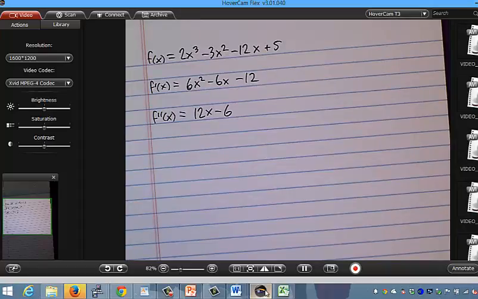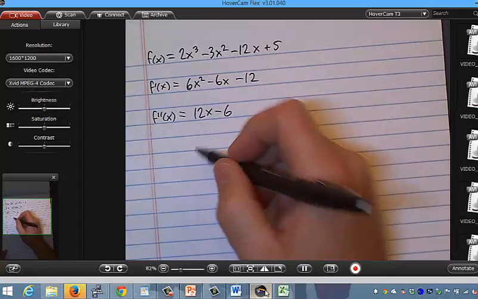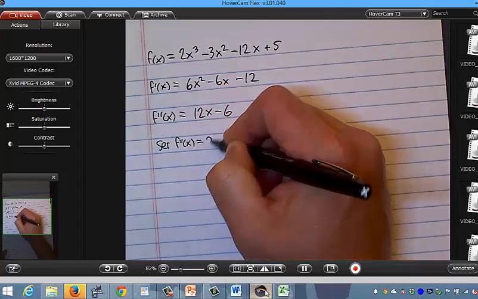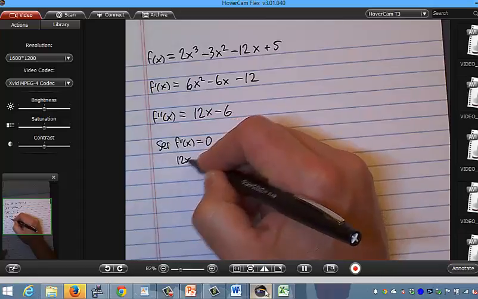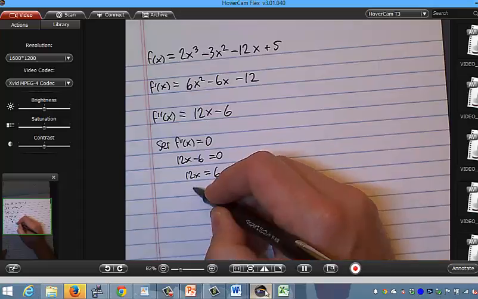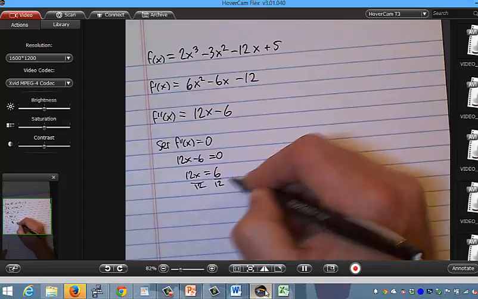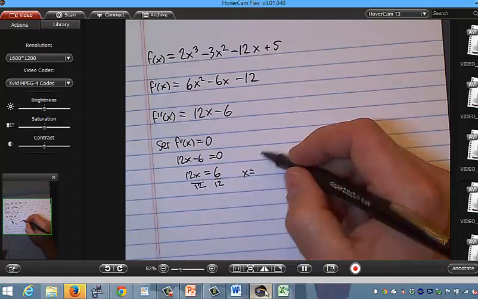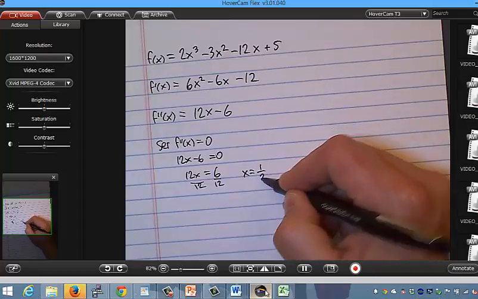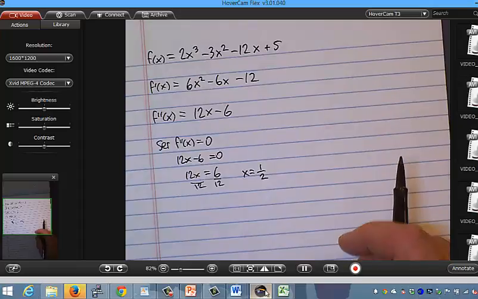Does the second derivative tell me anything? Well, I want to figure out where it is positive and where it is negative. So let's set f double prime of x equal to 0. So 12x minus 6 is 0. So 12x is 6. So divide, and what do you get? x equals 1/2.